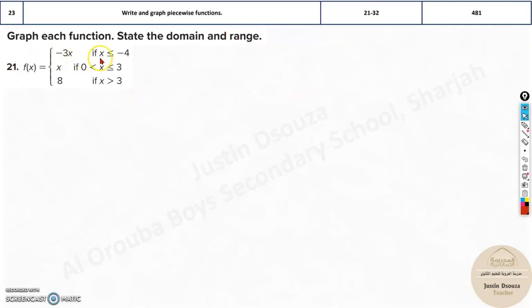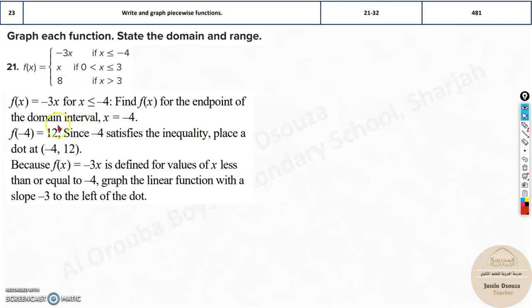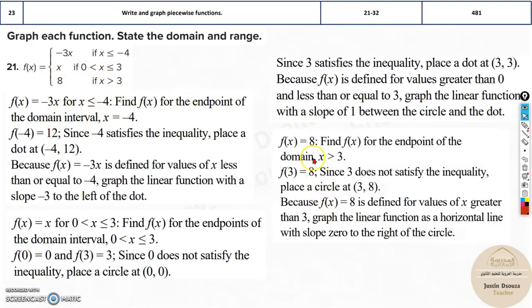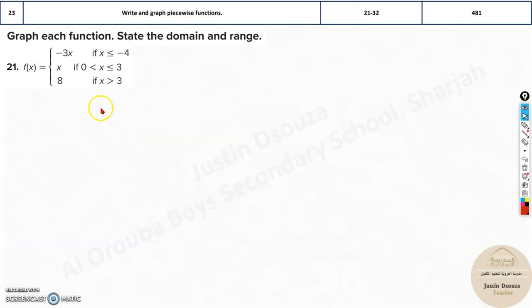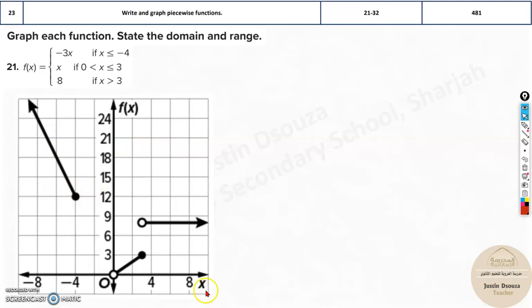So you can see over here, a particular graph is specified for this particular domain. Another graph is over here and one more over here. So you need to graph accordingly. Okay, this is all explanation. You can go through this, very basic. Now, the answer will be something like this. How do we get this answer? It is very simple. Let me show you.